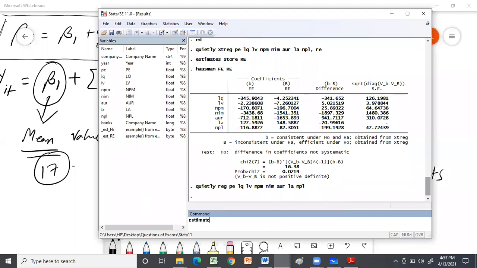Estimates store, sorry, estimates was misspelled. Pooled OLS.